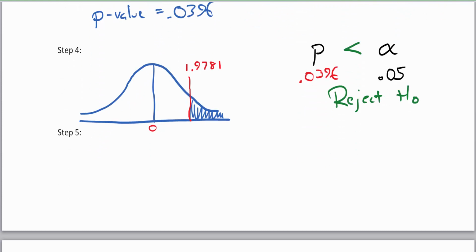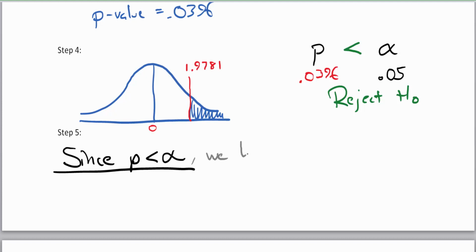So this brings us to our conclusion statement, which needs to have an inequality. Since p is less than alpha, you need to have that inequality. I need to see why you continue with this statement. We have sufficient evidence.